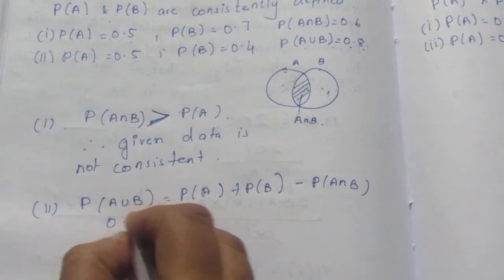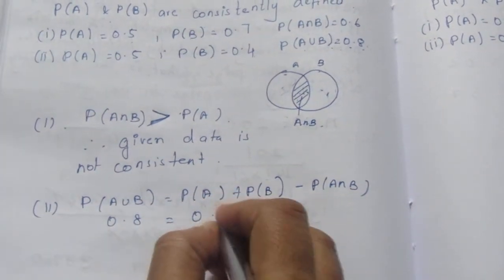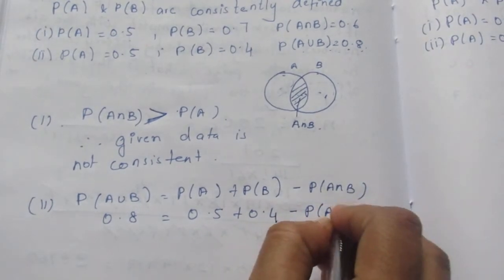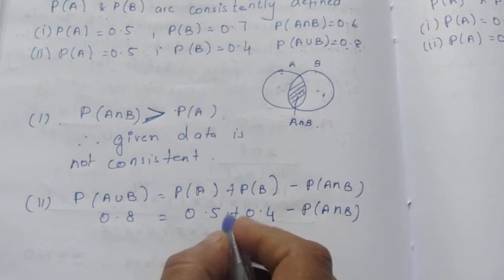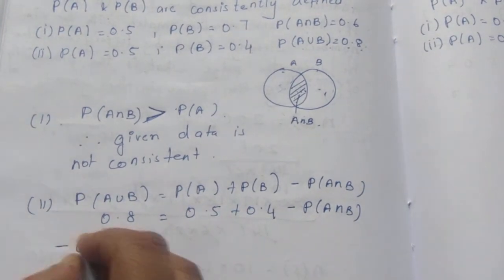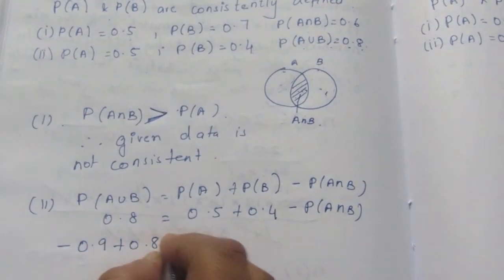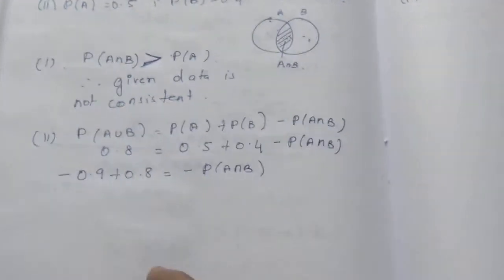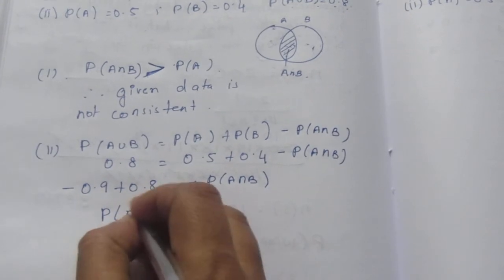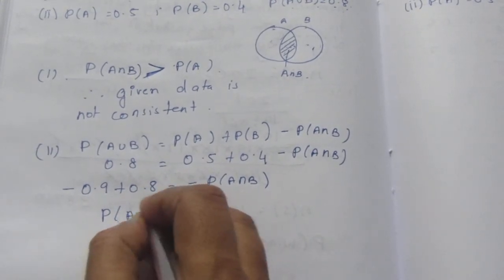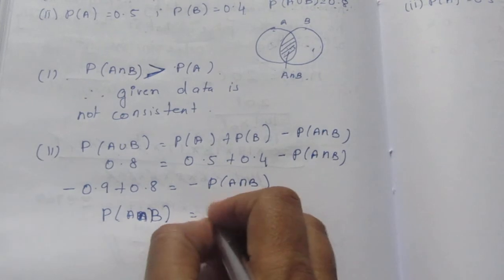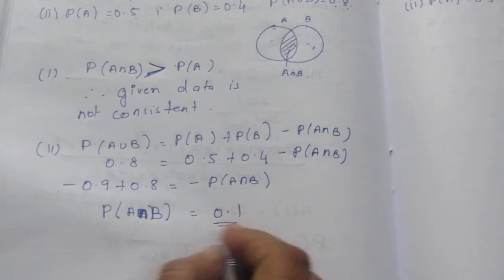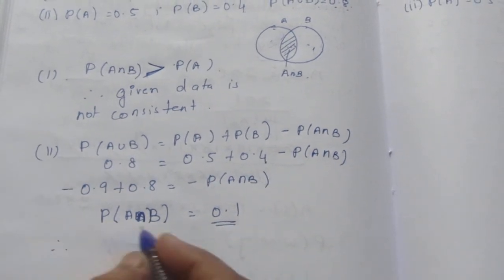So here it becomes 0.8 equals 0.5 plus 0.4 minus P of A intersection B. This becomes 0.9, and if it comes to this side it becomes minus 0.9 plus 0.8 equals minus P of A intersection B. Here P of A intersection B is equal to 0.1. Minus sign will go off. So this is smaller than P of A and P of B and A union B is larger.